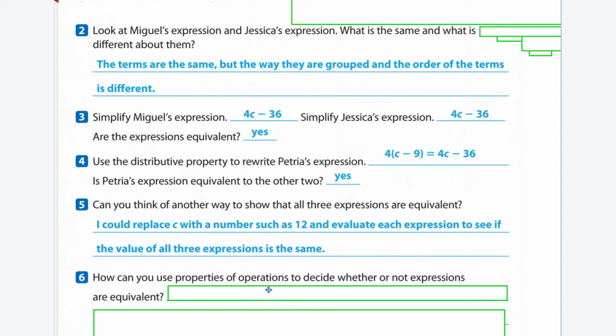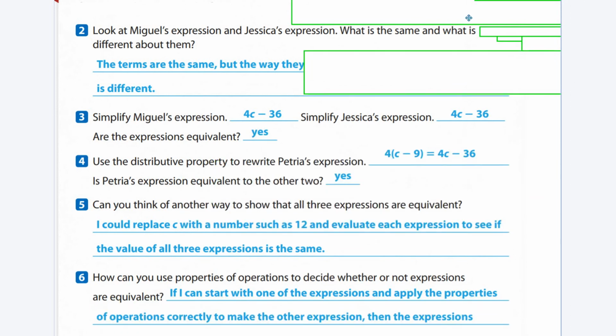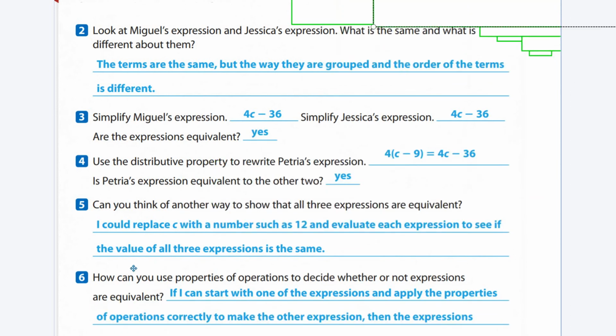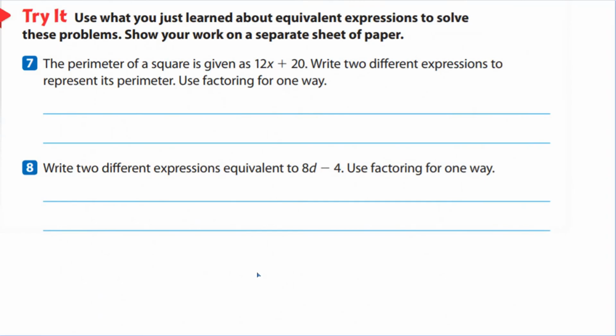How can you use properties of operations to decide whether or not expressions are equivalent? Well, if I can start with one of the expressions and apply the properties of operations correctly to make the other expressions, then the expressions are equivalent. Okay. Now I'm going to ask you to see if you can solve these 2 questions, to try it on your own. Use what you just learned about equivalent expressions to solve these problems.